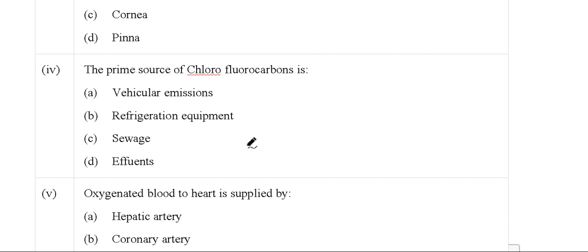The prime source of chlorofluorocarbons, that means CFCs, is refrigeration equipment. Chlorofluorocarbon is the gas that is mainly responsible for ozone layer depletion. Nowadays it is not used in refrigeration equipment.